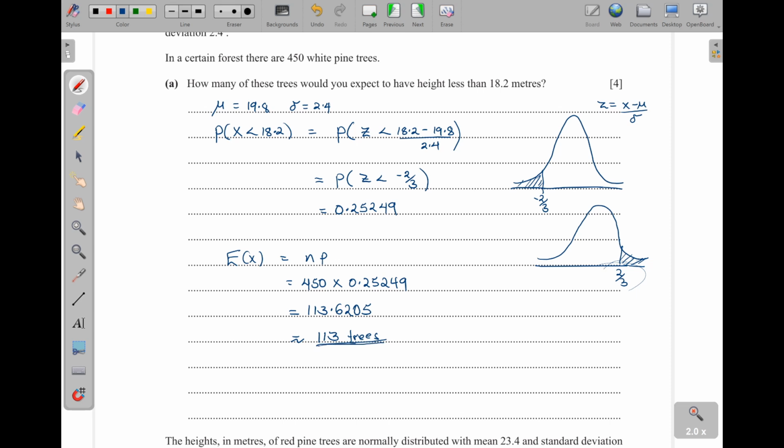You cannot have 0.6205 of a tree, or you can say 114 trees. So any of these you put, they give you marks, but in the exam don't say 113 or 114. No, write one. All are correct.